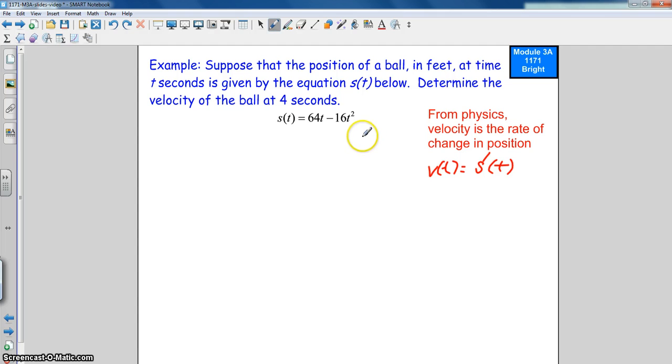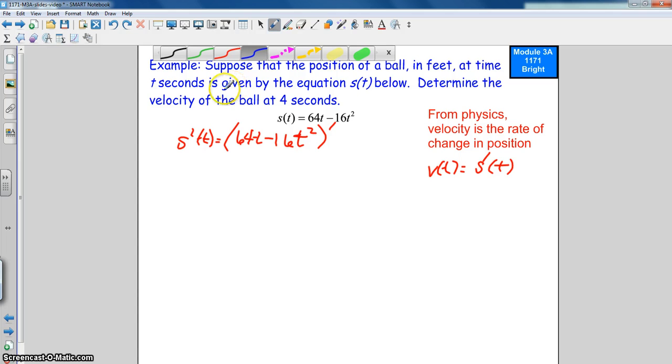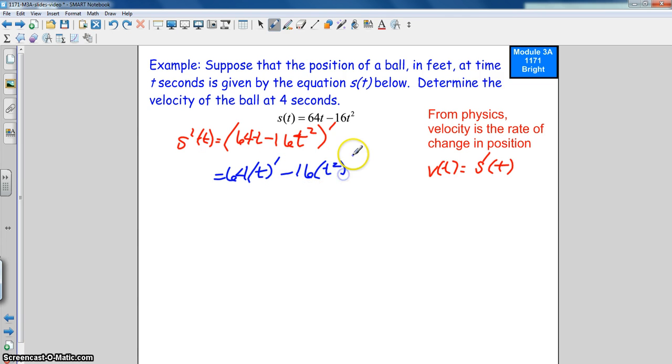Alright, so let's go ahead and differentiate this. S prime is going to equal the derivative of 64t minus 16t squared. We're going to use the constant multiple rule and the difference rule at the same time. So this is equal to 64 times the derivative of just t, minus 16 times the derivative of t squared.